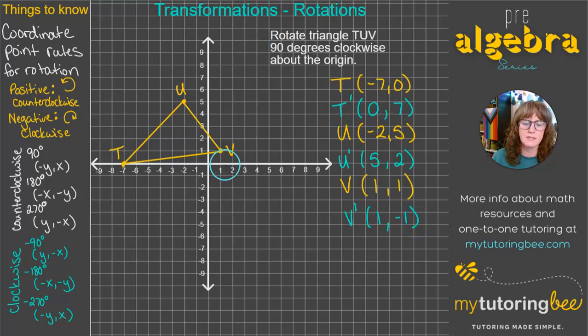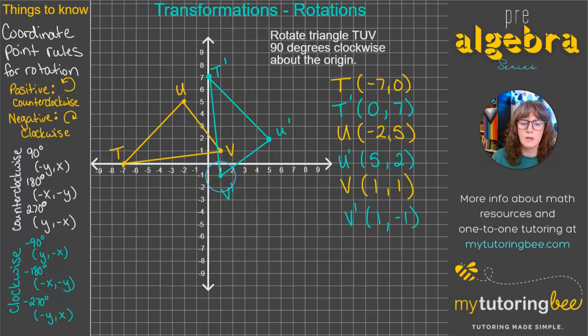So T prime is at 0, 7. There we go. That's where T prime is located. U prime is at 5, 2. So we're going to go ahead and put U prime here. And then V prime, I do like to label my vertices as I am plotting them. V prime is at 1, -1. That way I don't have to go back and figure out what each one is. I'm just doing it as I go. Makes it a lot easier.